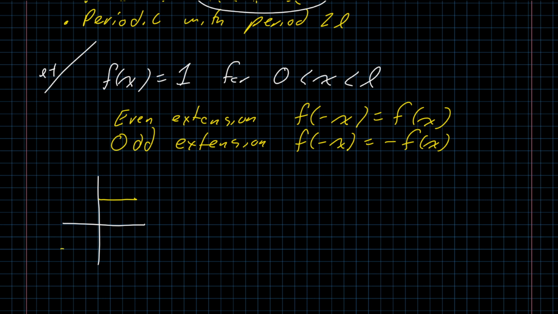Now, if I try the odd extension, that gives me something a little bit more interesting. From 0 to L, the value of this function is 1. So from negative L to 0, the odd extension says it would be negative 1. And then this pattern would repeat. So it would go back to negative 1, and then back to positive 1, and back to negative 1, and back to positive 1.